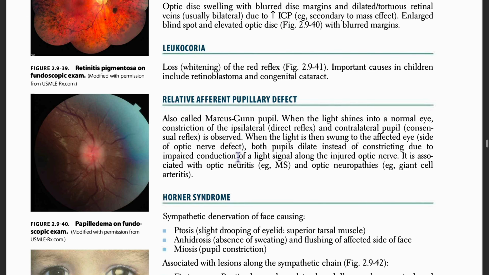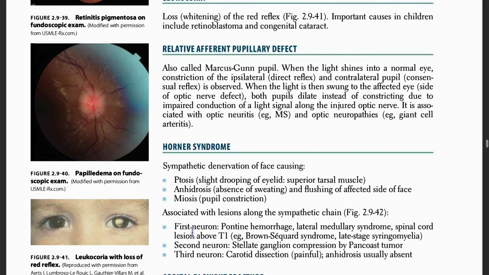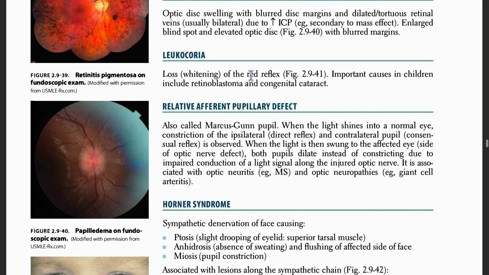Okay. Leukocoria. That's leukocoria, loss of red reflex. So loss, whitening of the red reflex. Important causes in children include retinoblastoma and congenital cataract. Reflective.